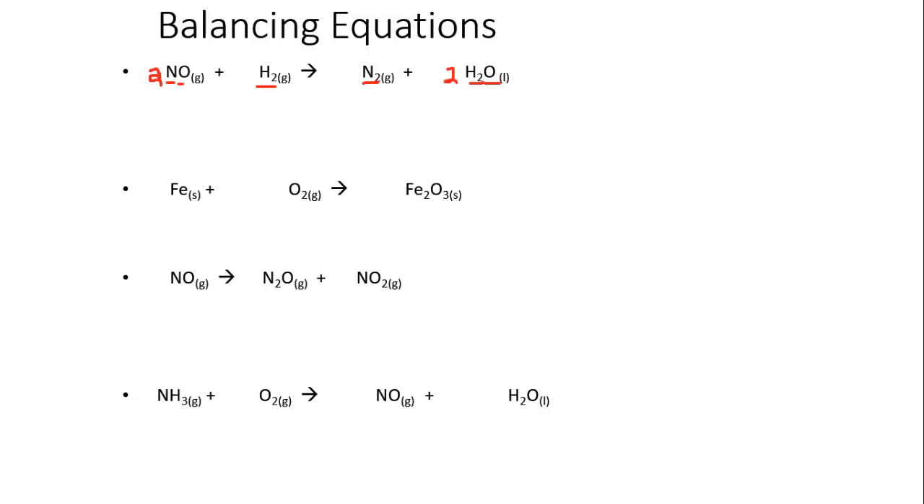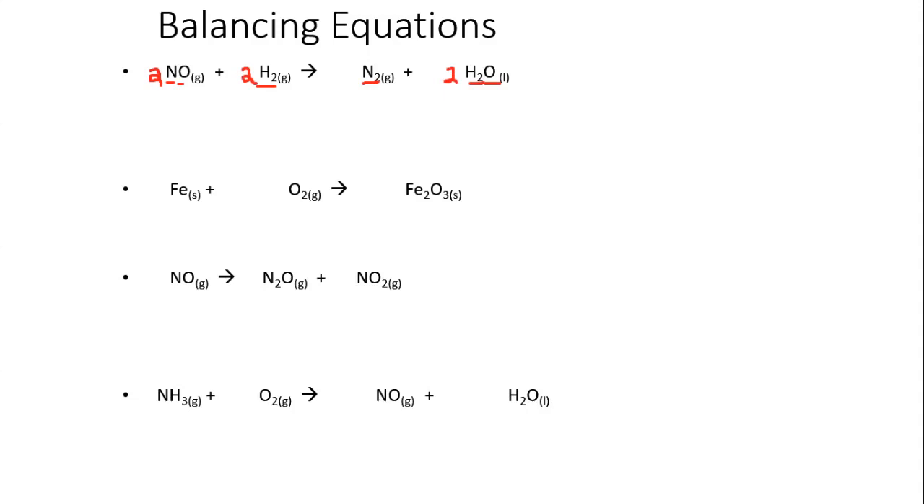But you'll notice the hydrogen has changed on the product side. Now we have 4 hydrogen on the product side, 2 hydrogen on the reactant side. We're going to need a coefficient of 2 on the reactant side. So now this is the balanced chemical equation.